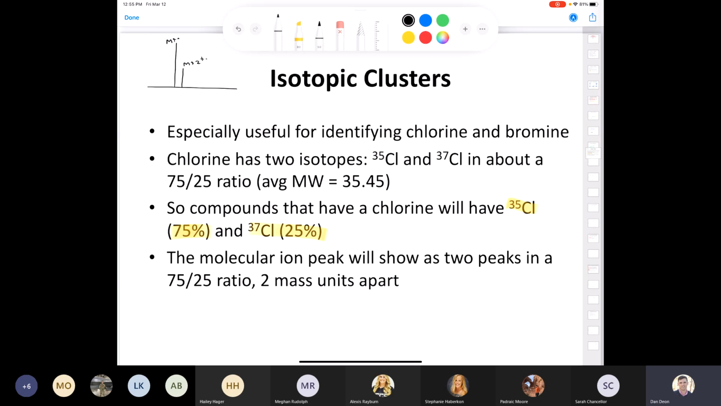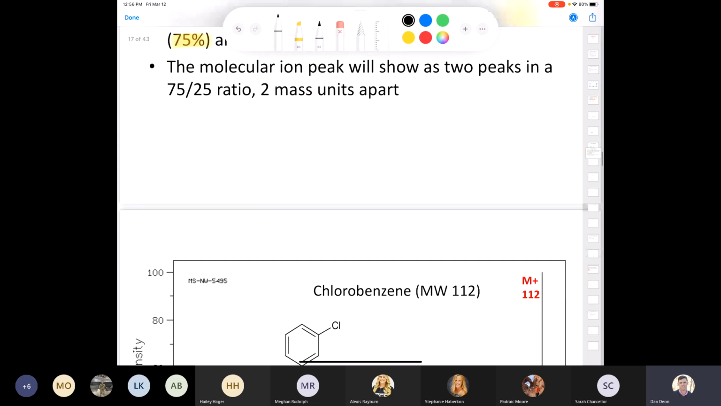Why is that? I'm not going to go into a long diatribe about that, but you should know the difference between atoms that are isotopes of one another. It's because of the difference in the number of neutrons in the nucleus. And so we have two abundant isotopes of chlorine, chlorine 35 and chlorine 37, and chlorine 37 only exists in about a 25% abundance with respect to chlorine 35.